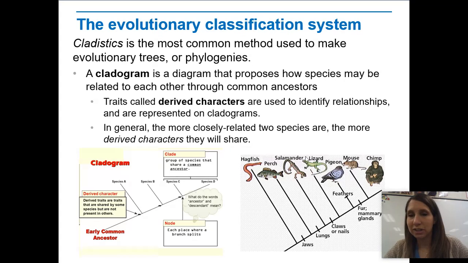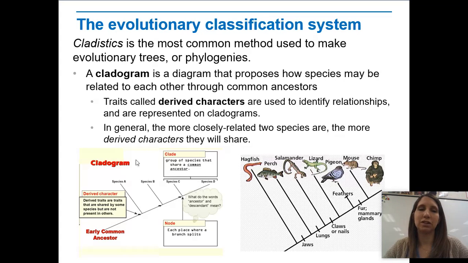Same with lizards and birds here, right? They're closely related in terms of they all have jaws, lungs, claws, or nails, but then birds are distinguished because they have feathers. Okay, and in this case, they're representing that derived character here on this actual branch because that's not something we see in mice and chimps.